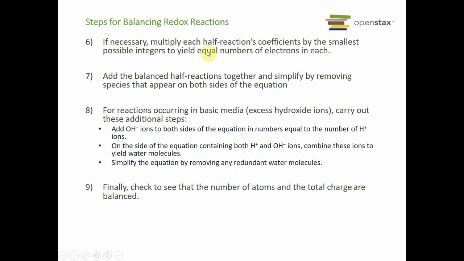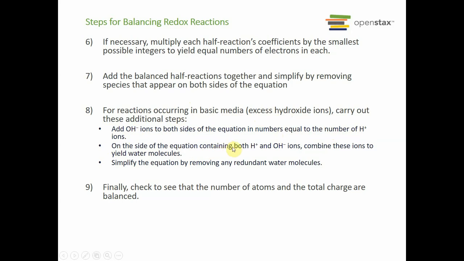If necessary, multiply each half reaction's coefficients by the smallest possible integers to yield the equal number of electrons in each. Add the balanced half reactions together and simplify by removing the species that appear on both sides of the equation. For reactions occurring in basic media, excess hydroxide ions, carry out these additional steps. Add OH minus ions to both sides of the equation in numbers equal to the number of H plus ions.